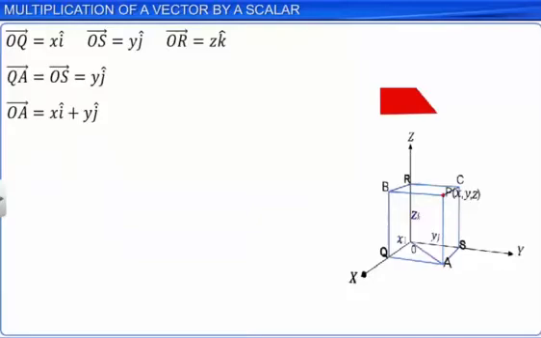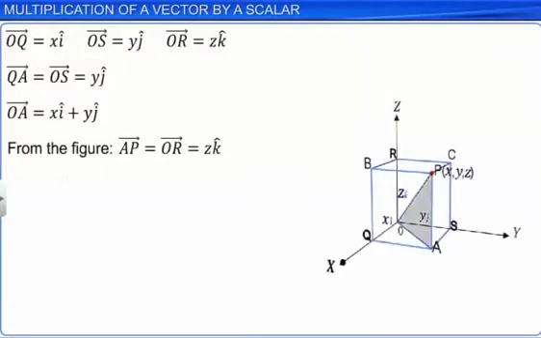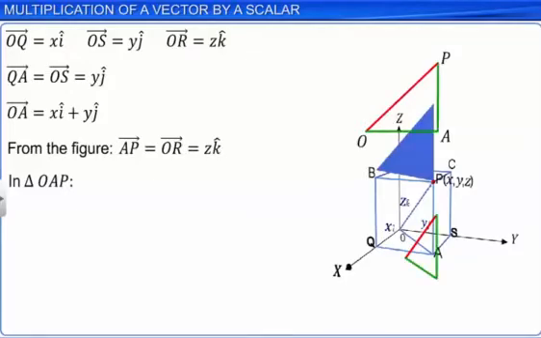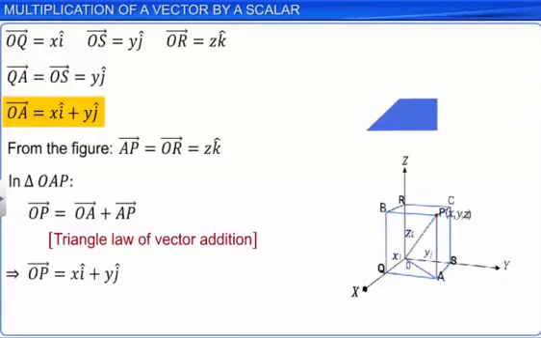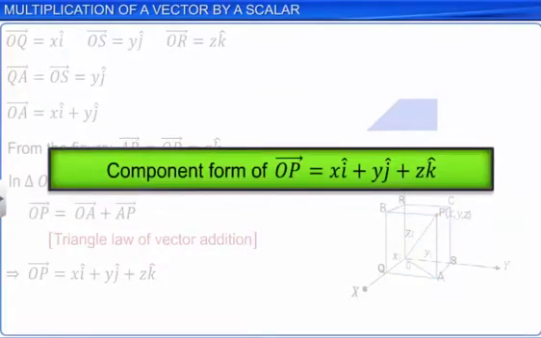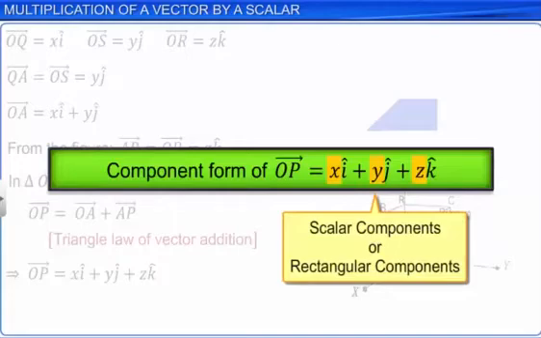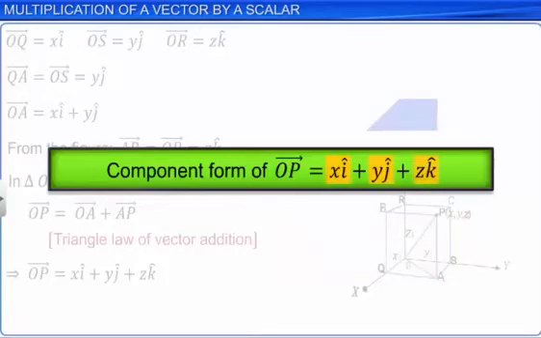Again from the figure, we have vector AP equal to vector OR, that is, z into unit vector k. In triangle OAP, vector OP is equal to vector OA plus vector AP. Thus, vector OP is equal to x into vector i plus y into vector j plus z into vector k. This form of vector OP is called the component form of vector OP. x, y and z are called the scalar components or rectangular components of vector OP. The scalar components of a vector are called its direction ratios. xi, yj and zk are called the vector components of vector OP.